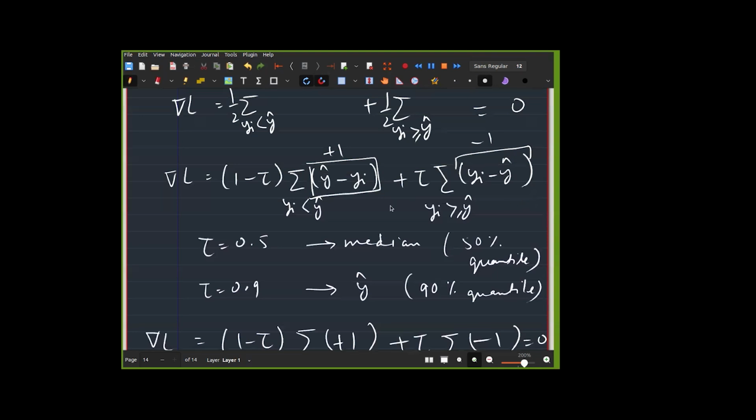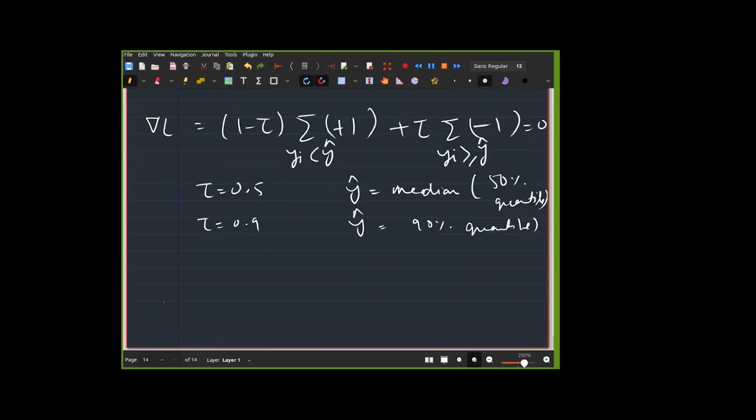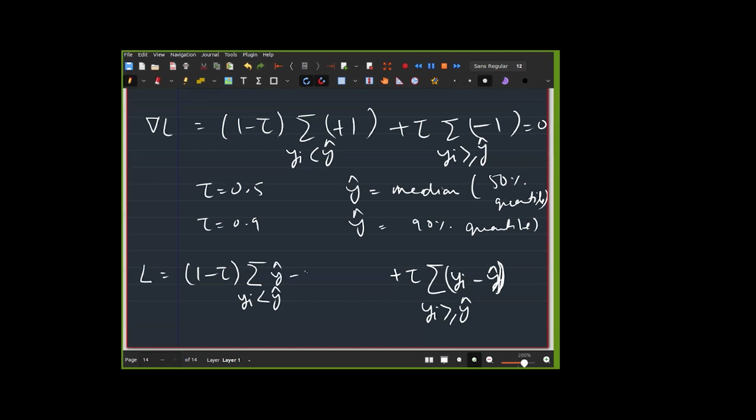So I'll just do that. Working backwards, my loss function becomes (1 minus tau) times the summation over yi less than y hat, plus tau times the summation over yi greater than or equal to y hat. When yi is greater than or equal to y hat, for it to be positive, it is yi minus y hat. It is just normal brackets, not absolute value. And if yi is less than y hat, again it needs to be positive, so I'll have y hat minus yi. So basically, this is the loss function which gets me to this gradient.